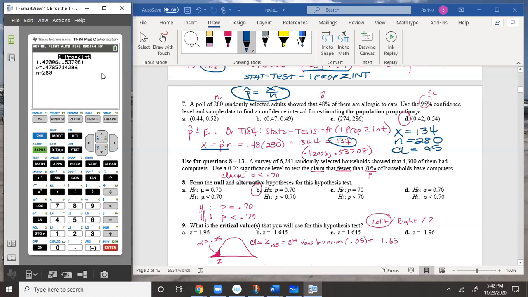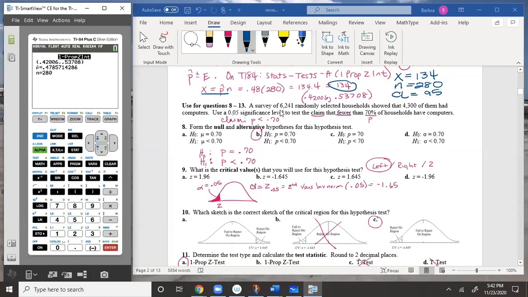So my interval is 0.42 to 0.54. Rounded to the nearest 100th. So the correct answer is D for number 7. All right, let me know if you have any questions.